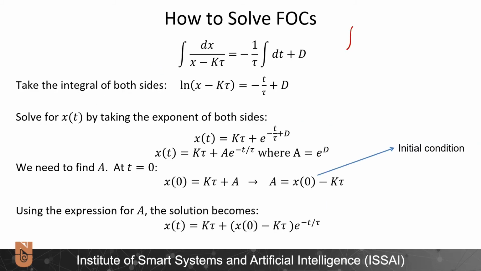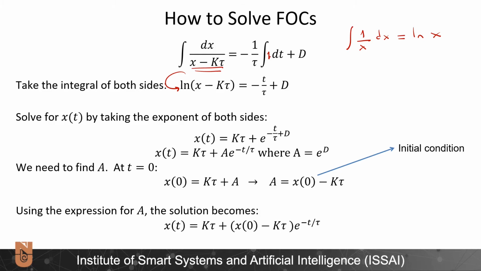Remember, the integral of 1 over x dx is equal to ln x. And since I have this, I can just do the same integration for this term, and I end up with ln of x minus k tau. And for the right side, I have the integral of 1 times dt, and therefore this side will become minus t over tau plus the integration constant. If I solve this expression by taking the exponent of both sides, I end up with x(t) minus k tau is equal to e to the power of minus t over tau plus d.